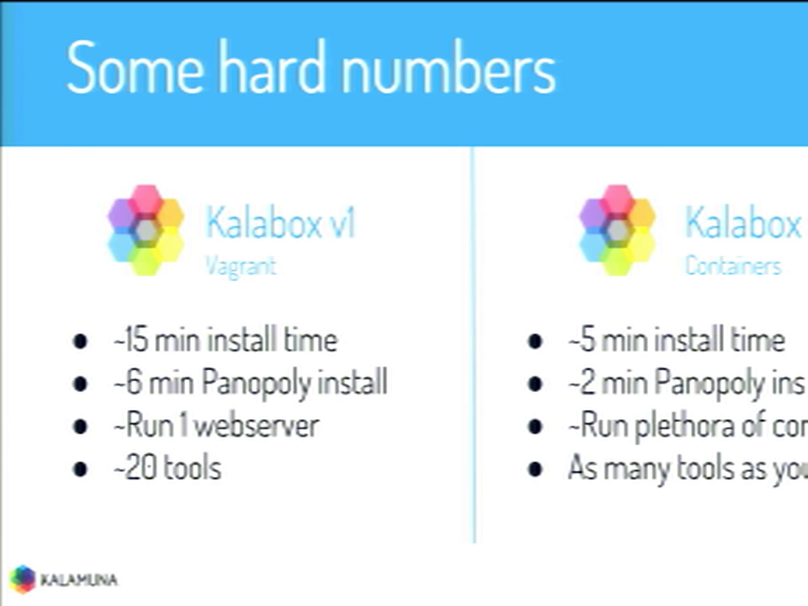So we are implementing this peer-to-peer connector called Syncthing, which is really neat. And that actually gives us almost native performance on our containers. So if you're just installing Panopoly, the time that it takes to run the batch API on V1 was 6 minutes. That's actually a good approximation for any real Vagrant stack that's using NFS. Just 2 minutes on Kalabox 2, which is obviously a great improvement.